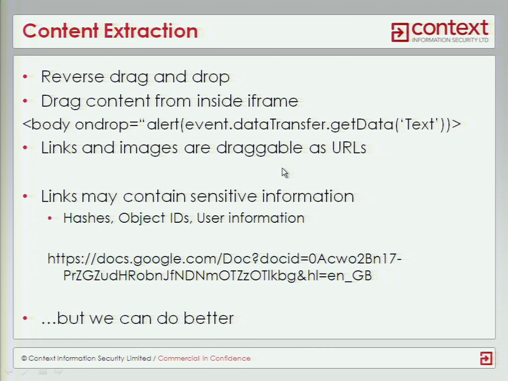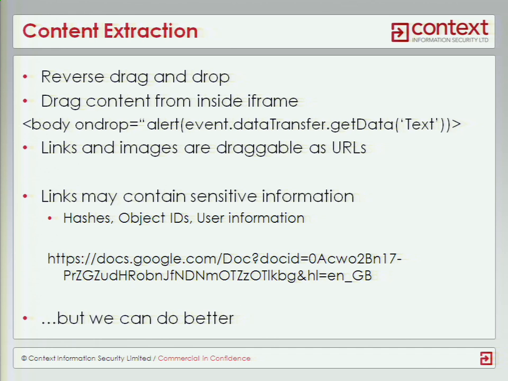So again, with the drag and drop API, we can use the on-drop event to get any data that's dropped onto the page. So what kind of stuff could we drag out of a page? Well, links and images are draggable by default. And when they're dropped onto a page, they get converted into the equivalent URL.